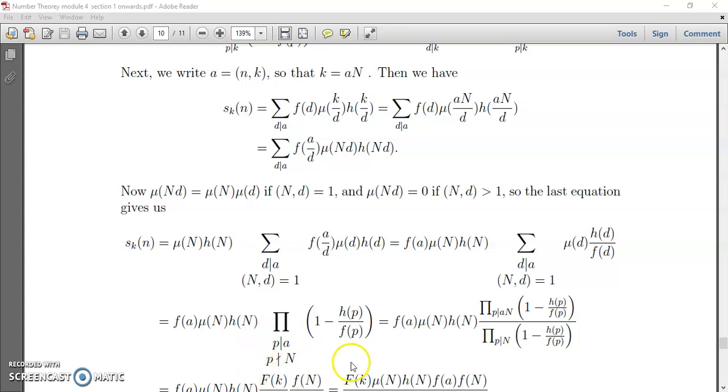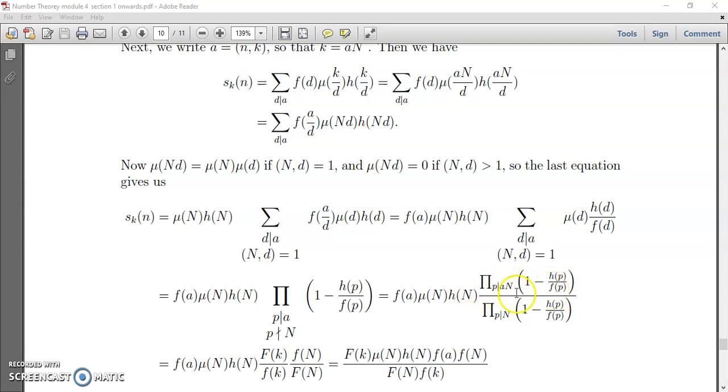Now here there are those products 1 minus h of p by f of p where p divides a but p does not divide n. So this can be rewritten as f of a mu of n h of n product p divides a n 1 minus h of p by f of p by product p divides n 1 minus h of p by f of p. That is, if we remove the products p divides n from the products p divides a n, we will get the products where p does not divide n. So that is why we have replaced this like this. Now this we have already proved.